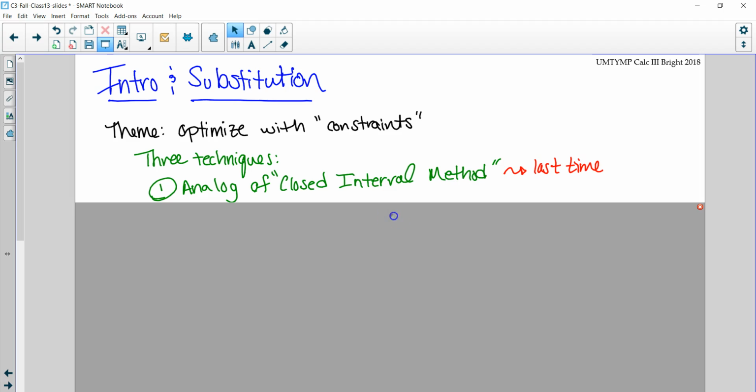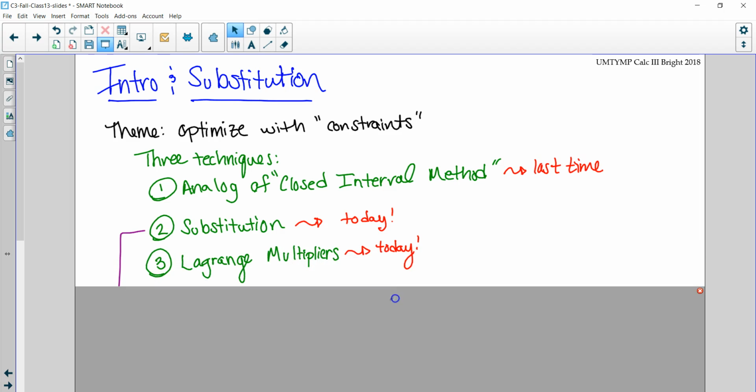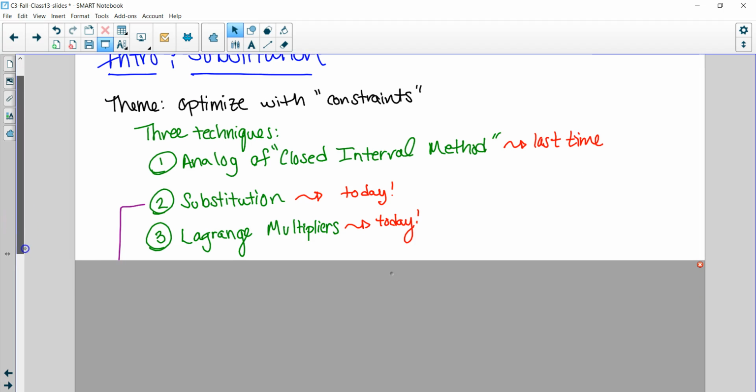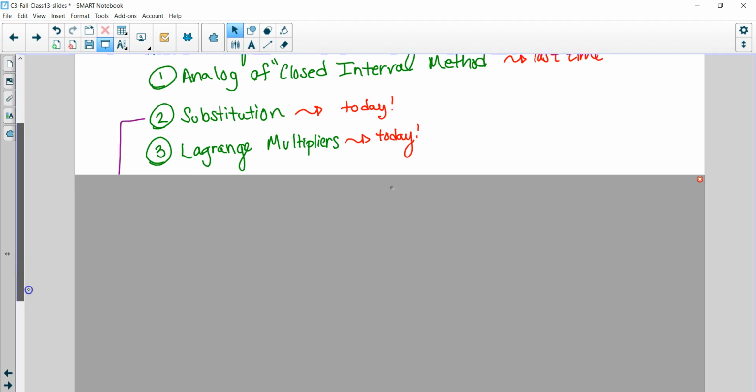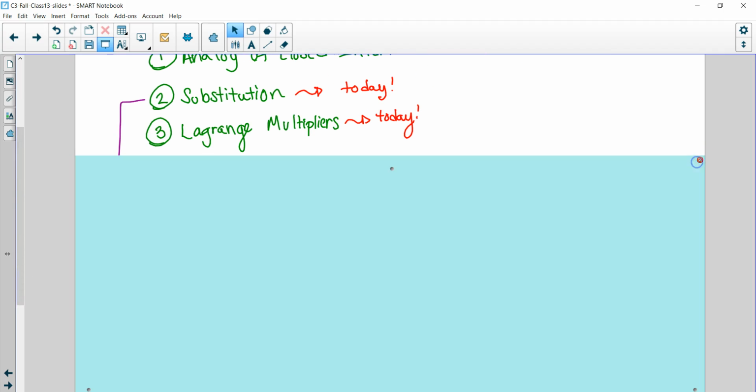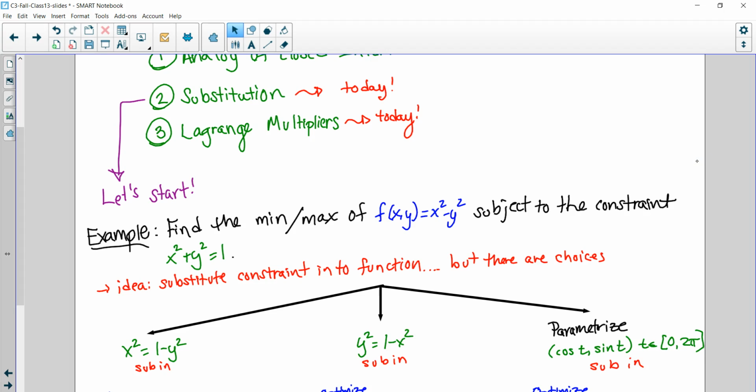But the other two techniques, substitution and Lagrange multipliers, we're going to do both of those for this class, not necessarily today. Substitution sounds relatively straightforward, so it might not need so much explanation, but we'll see about that. And then there's Lagrange multipliers, which is a very interesting way of solving these problems. So we're going to dive right in with substitution.